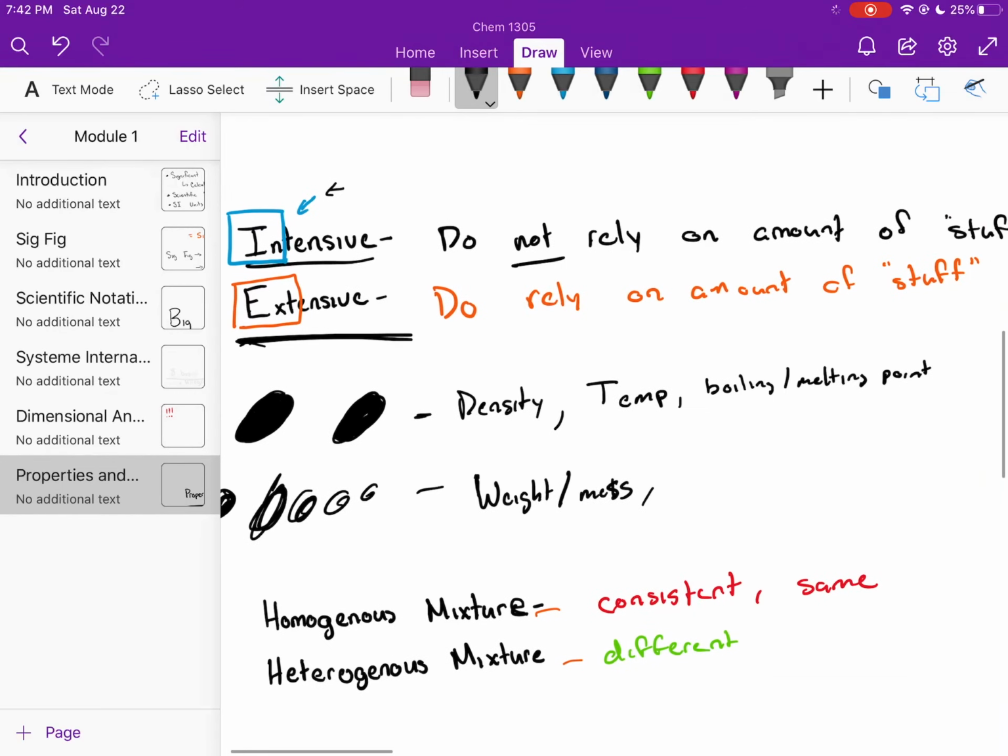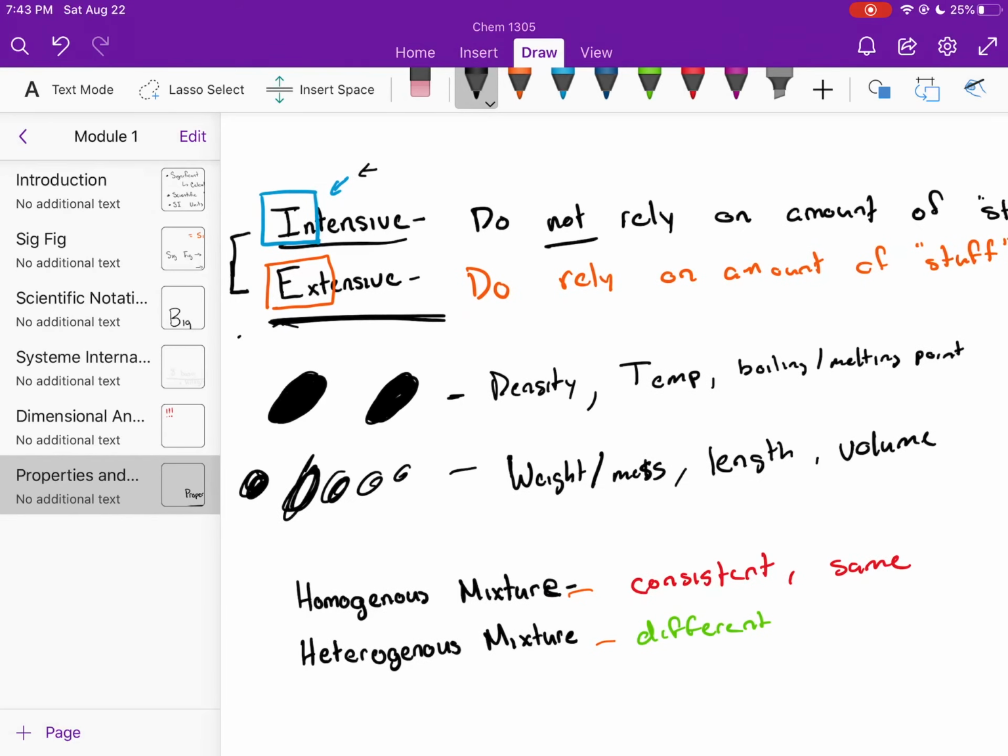Or what about where I'm going to keep it? So the length would change. The more rocks you had, the bigger your rock pile would be. If you line all the rocks side by side, you would have a longer line if you had more rocks. Weight, mass, length, volume, that stuff would change, because it's based on external things. The more you add, the more these properties change.